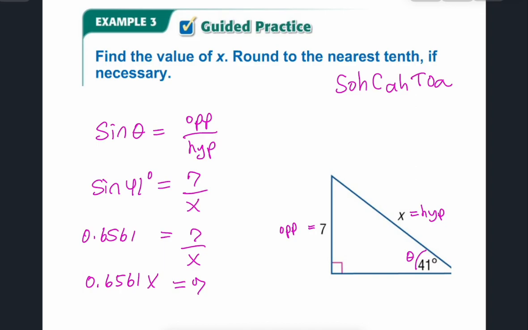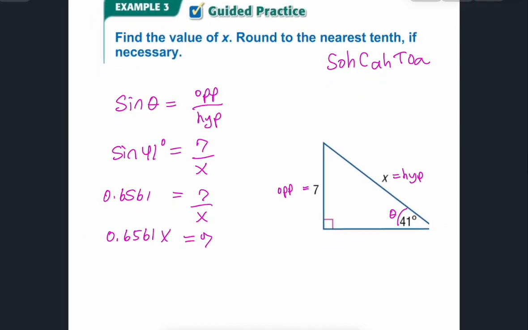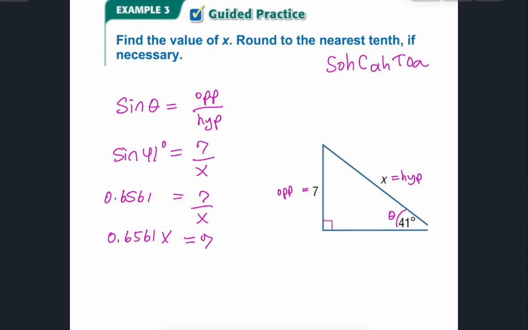And then how do we solve for x? What do we got to do? What do we end up dividing by after all? Yeah, we end up dividing by that funky decimal. So x is just going to be 7 divided by 0.6561. Here's where you finally want to round to the nearest tenth. 7 divided by 0.6561 is 10.7 when rounded to the nearest tenth.